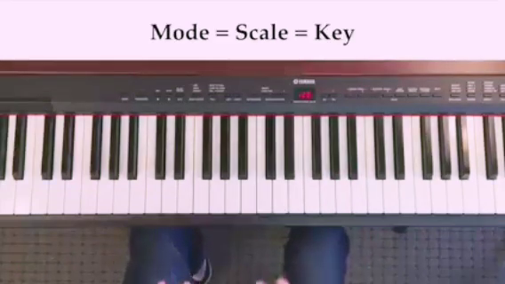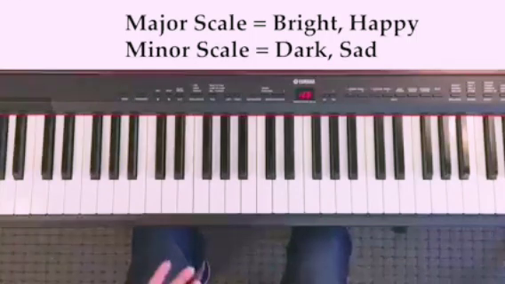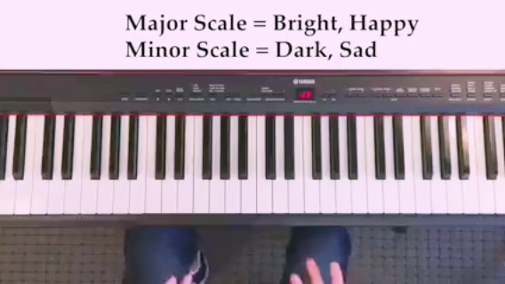A mode is basically just a scale. And the difference between the major scale and the minor scale is the major scale sounds bright, it sounds happy, and the minor scale sounds dark and sad. And that's why songwriters will write songs in a major key or a minor key, because they invoke different emotions.